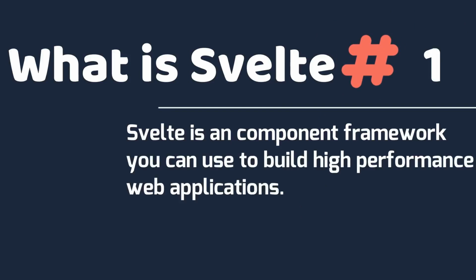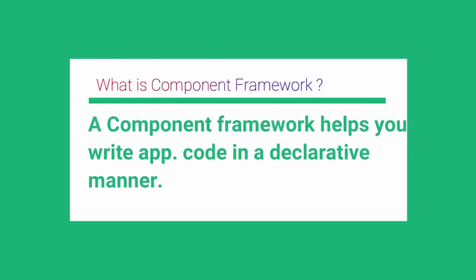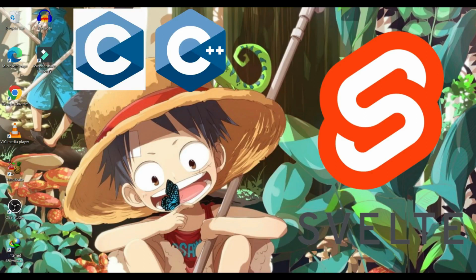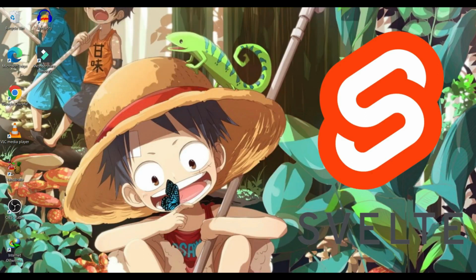Svelte is a component framework you can use to build high-performance web applications. What is a component framework? Well, a component framework helps you write application code in a declarative manner. But what do we mean by declarative? If you worked with some programming languages like C or C++, for example, you are probably aware of the imperative programming model, where we usually list down the steps explicitly and ask the library to do one thing after the other. In the declarative version though, we are simply saying what outcome we want.